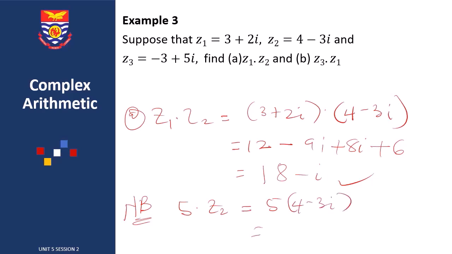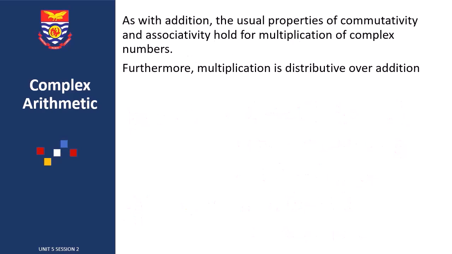What do I get? 20 minus 15i. Okay, so you can do the rest and you find more examples in your course material. As with addition, the usual properties of commutativity and associativity hold for multiplication of complex numbers. So we did that in addition, and you do the same in multiplication. Just an assignment, so go ahead and do it. If you find it difficult, check your course material, it is there.